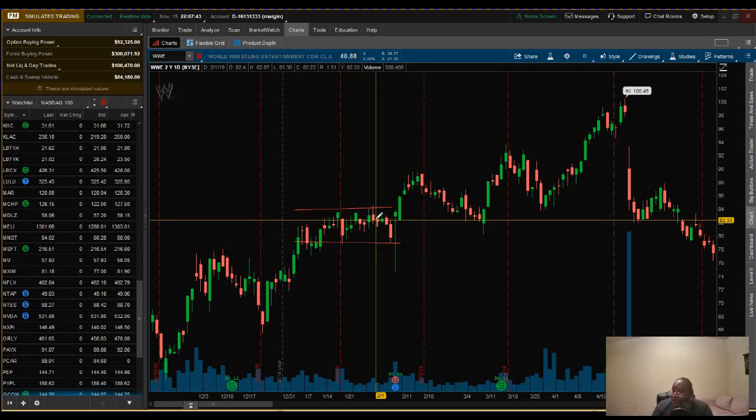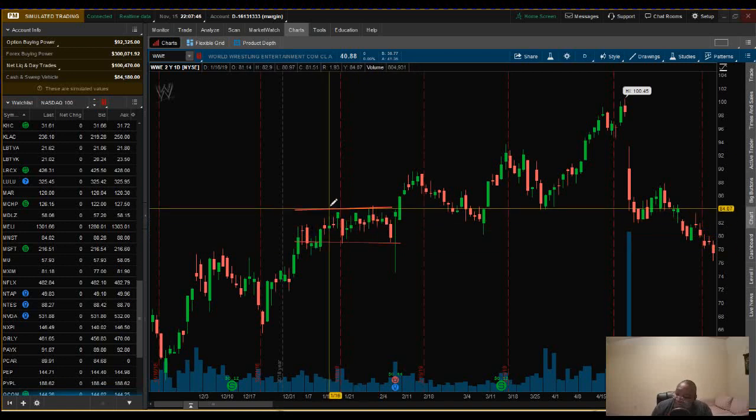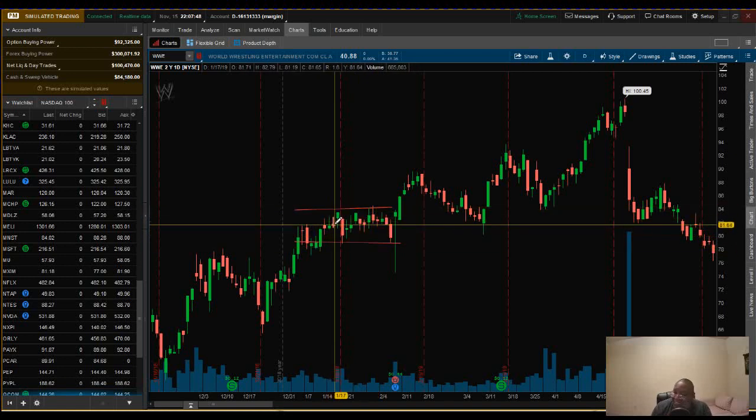But for investment trading, it's horrible. This is horrible for investment trading. This is also horrible for position trading because you're not making the maximum profit that you can make.